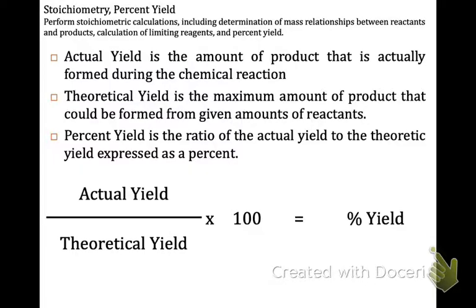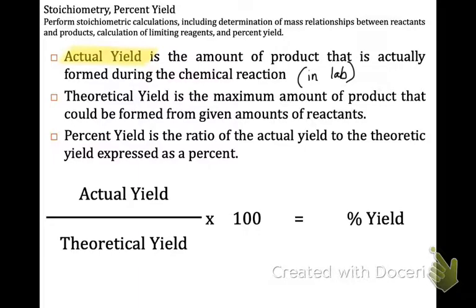When I talk about actual yield, I'm talking about the amount of product that you actually made during a chemical reaction. The only way to find out the actual yield is to do an experiment. So if you're reading a problem and it says something was created in a lab, you know you're talking about the actual yield, what was made in reality.